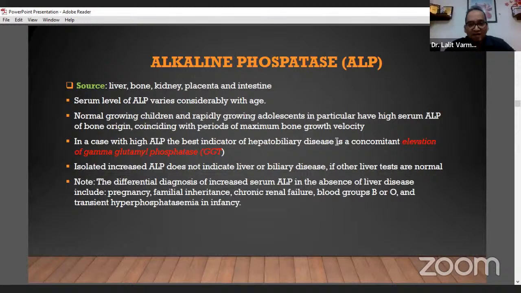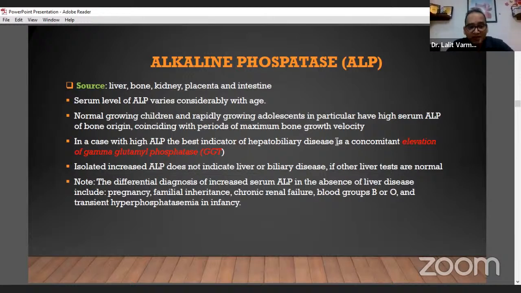Now let's switch to ALP, alkaline phosphatase. We don't give it much importance, but there are certain conditions where we really need to have your ALP also. So the source again for alkaline phosphatase is your liver, bones, kidney, placenta, and intestine. Serum level of ALP varies considerably with age. So normal growing children, remember that, and rapidly growing adolescents in particular have higher serum ALP, which is mostly of bone origin, coinciding with the periods of maximum growth velocity. So we need to keep this in mind.